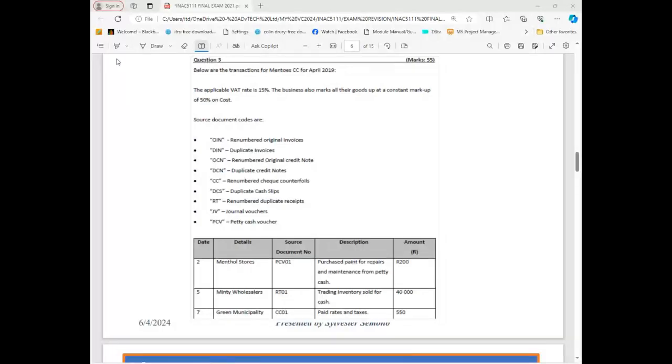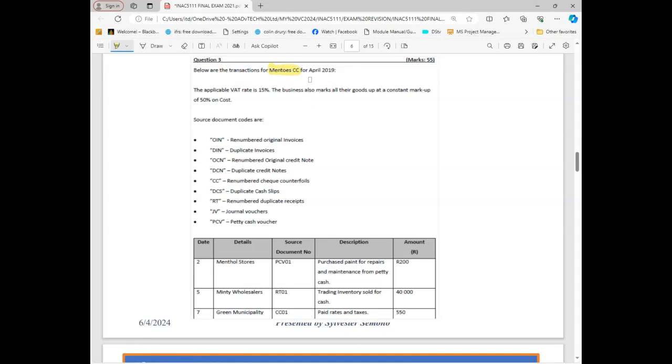Now let's go through question 3. As you know, question 3 is based on what? It is based on the subsidiary journals. Like we have done before, it is important for us to highlight the most important information.